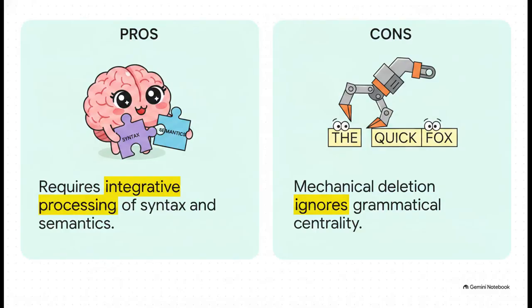A classic example here is the cloze procedure. A text is presented, but every nth word, say every 5th word, is mathematically deleted. The test taker has to restore the missing words. Theoretically, to fill that gap, you have to process local syntax and global meaning simultaneously. But critics like Alderson point out a major flaw. Mechanical deletion might just erase a highly predictable, simple word like the. And if your scoring rubric only accepts the exact original word, you end up penalizing a brilliant student who provides a perfectly valid, maybe even better, synonym.